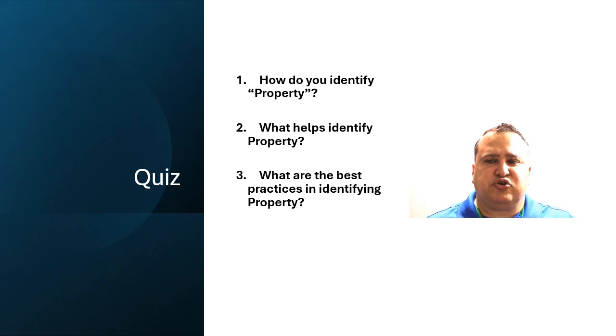So here's a short quiz, just 3 items. Question number one, how do you identify property? I'm asking you, you tell me, how do you identify a piece of property? Question two, how does the design of the property support the identification? What is it that will help you identify that property? And question three, what are the best practices in identification of that property?